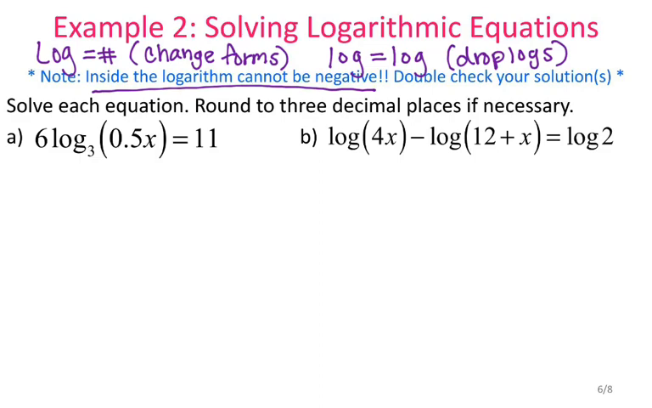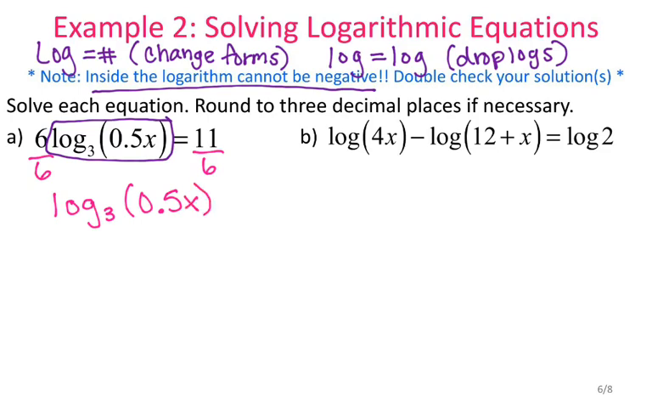So just like with exponential functions, logarithmic functions need to be isolated. There's my logarithmic function, it's being multiplied by 6. I want to undo that, so I'm going to divide both sides by 6. That gives me log base 3 of 0.5x equals 11/6.